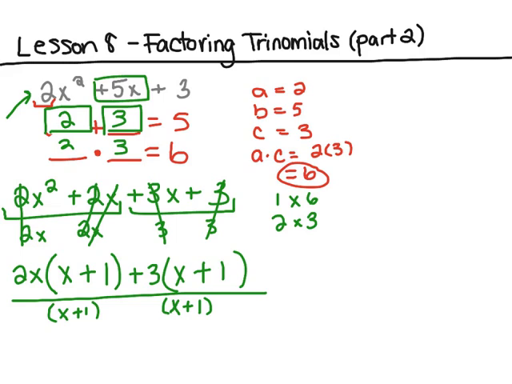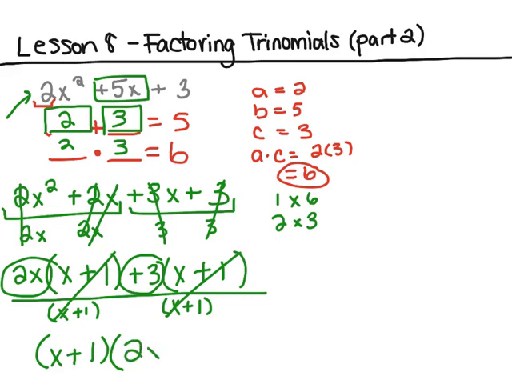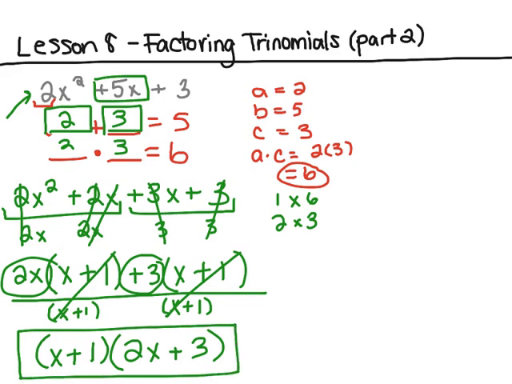The last step is to write your factored binomial. So we're going to divide by an x plus 1, so our first term is inside the brackets, x plus 1, and our second term is everything outside of the brackets, so 2x plus 3. So this is our factored trinomial. So it's two binomials, so x plus 1 times 2x plus 3.